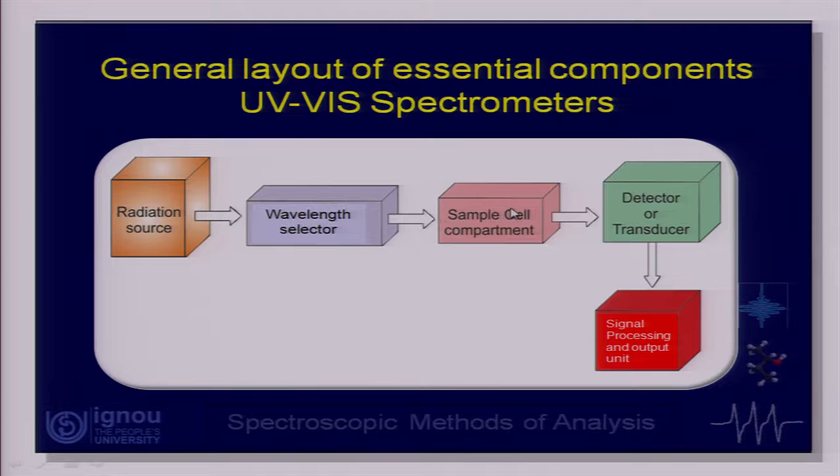That means, a cuvette or a container which contains the sample, and this radiation interacts with it, and what comes out of it is taken up by the detector. Once the signal is picked up by the detector, it is sent to a device which processes this data and gives output in terms of a spectrum. So, that is the broad layout of a UV visible spectrometer. Now, let us continue and talk about these different components one by one.